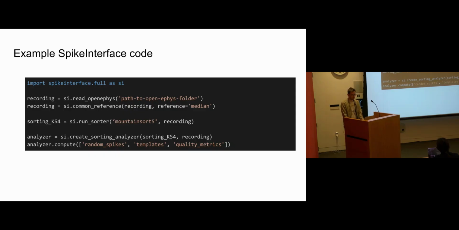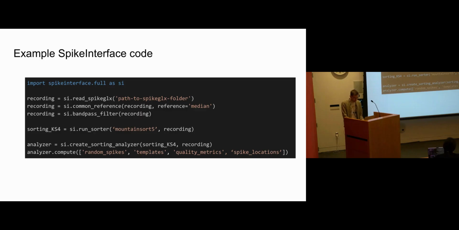One thing's changed, no problem. Oh, my lab has changed from OpenEphys to SpikeGLX. Hey, no worries. I'd like to also compute the spike locations. Add it into the extensions. I forgot to add a bandpass filter. That's okay, one more line. I've done a multi-shank sorting, and I want to sort by shank rather than everything all at once. You do a split by, everything works the same in like a week's time.